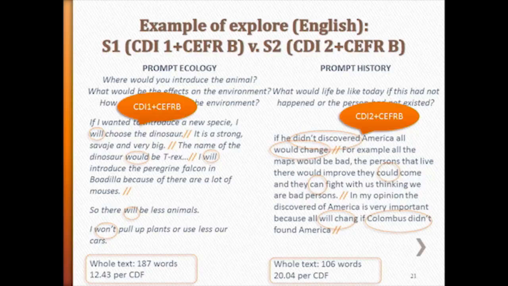Then when we look at the second column in history, if he didn't discover America, all would change. Well, that's quite a complicated thing to say. What would have happened if something else hadn't happened? So we're looking at a kind of logical relation here, expressing conditionals. So we expect to find this, and we find some problems in expressing these meanings.